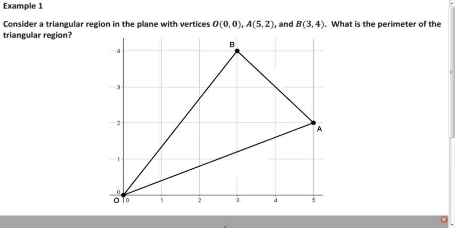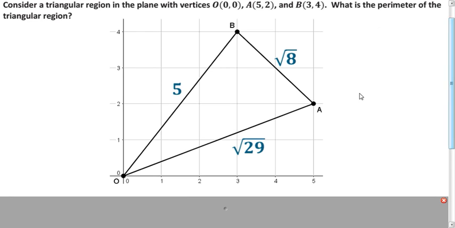Now, we're not always going to have figures on the plane that have sides that are vertical and horizontal. For example, this triangle. So first thing we want to do here is figure out what's the perimeter of the triangular region. Well, we can figure out each side length here by either using the Pythagorean theorem or the distance formula. They're really the same thing. So if we do that for all three sides, we end up with 5, square root of 8, and square root of 29. Don't worry about simplifying any radicals.